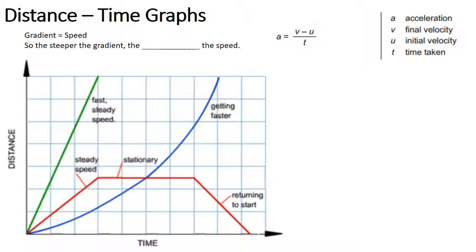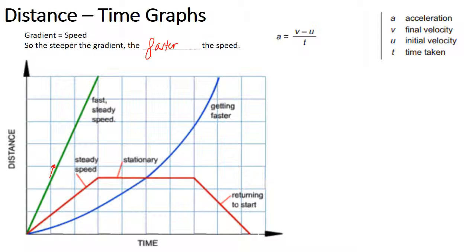Now we're quickly going to move on to distance time graphs. Distance time graphs show exactly what you'd expect them to. They show the distance an object has moved in a particular time, and the gradient of the line indicates the speed of the moving object. The steeper the gradient, the faster the speed of the object.